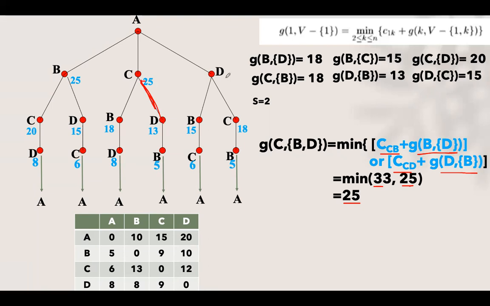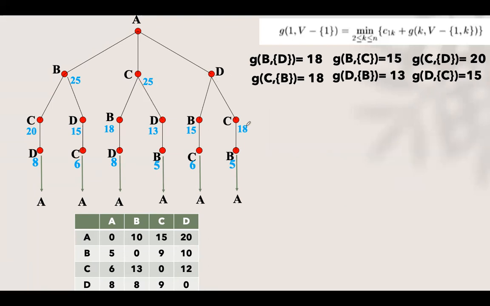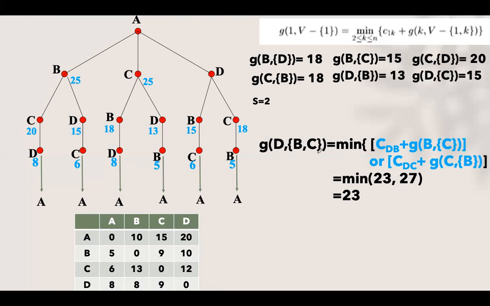Next, starting from D, either you can go to B or C. Minimum of cost of D to B plus cost of B to C, or cost of D to C plus cost of C to B. Either this path or this path. So minimum of 23 or 27. Minimum is 23. That is this path. Okay, that is for these three vertices.